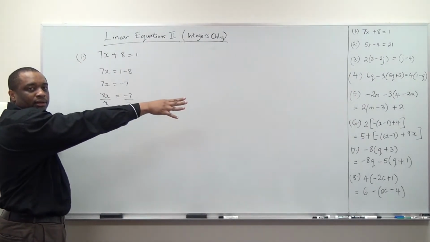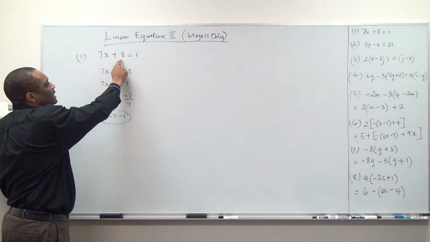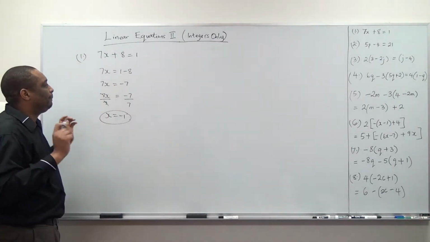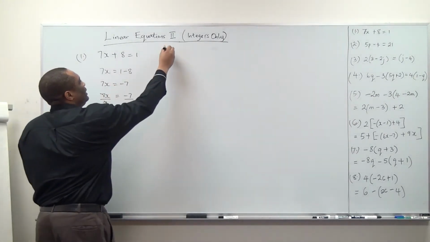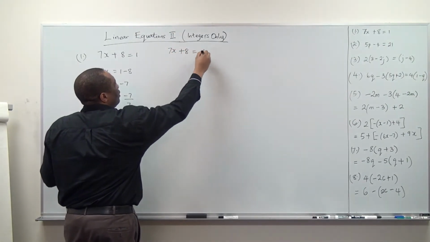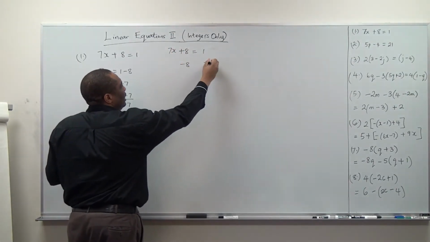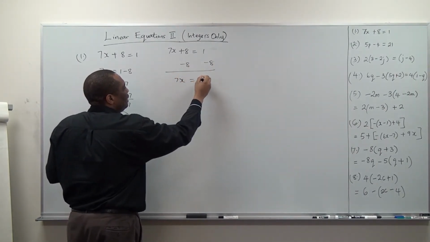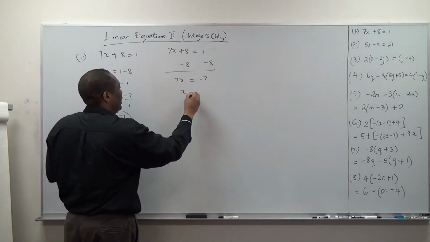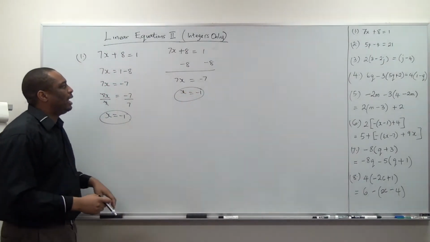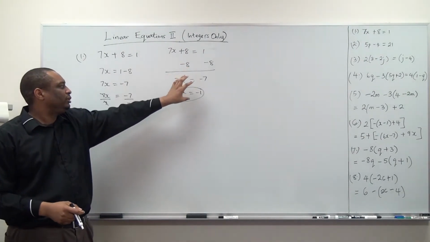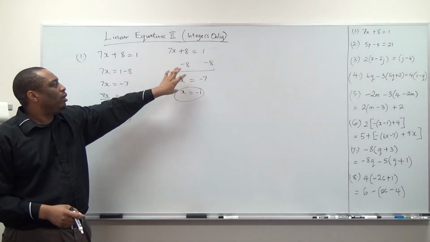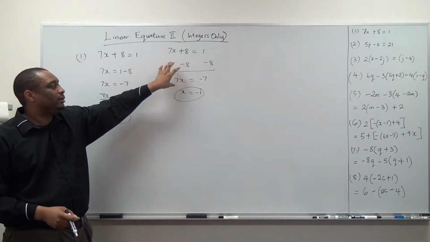Constants should be on the same side. So you move the positive 8 over here, it becomes negative 8. Now, some people will do it this way. 7x plus 8 equal to 1. Then they subtract 8 from both sides, and you have 7x equal to 1 minus 8, which is negative 7. And then x will be negative 1. I don't usually like going through this way, but this is also correct. It's also correct if you wish to do it like that.